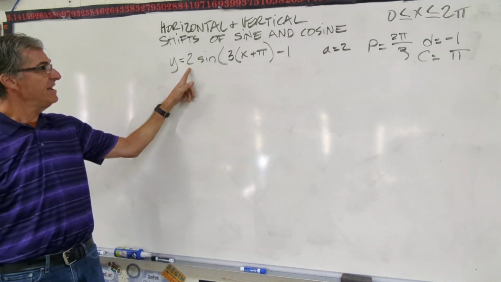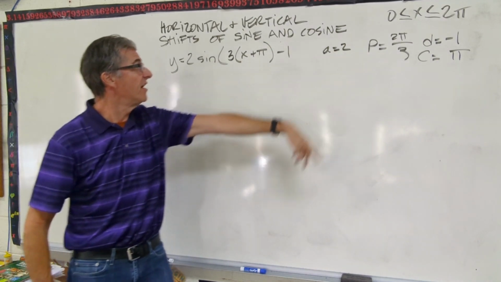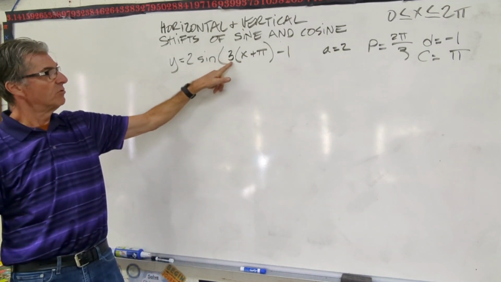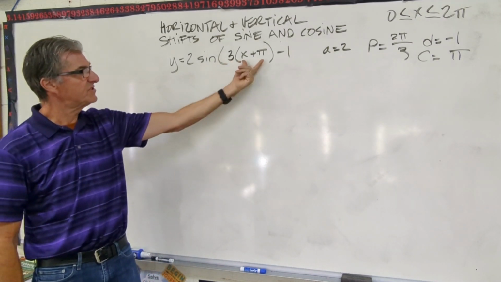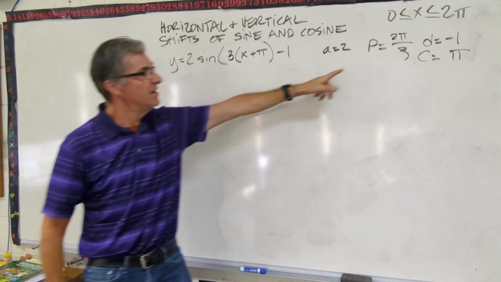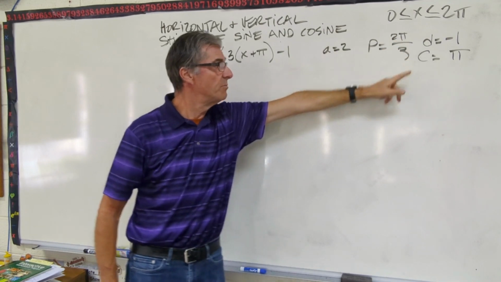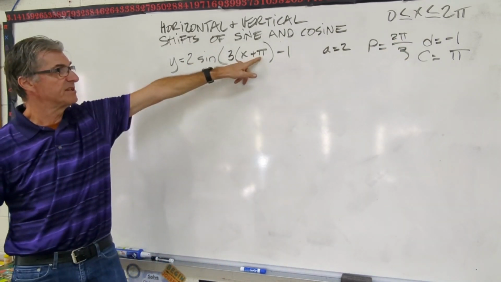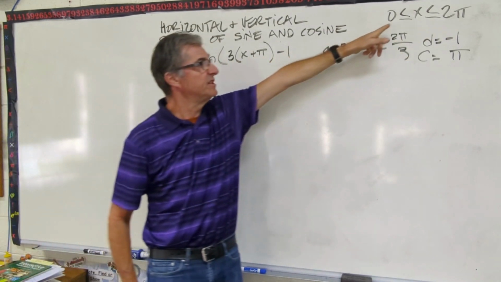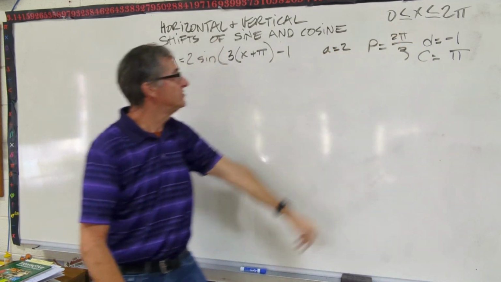2 is my A, that's my amplitude, wrote that there. My period is going to relate to the 3 that's outside of this part. So my period is going to be 2 pi over 3. Remember, it's 2 pi over b. I'm using pi's because I'm seeing pi here and I'm seeing pi here on my range.